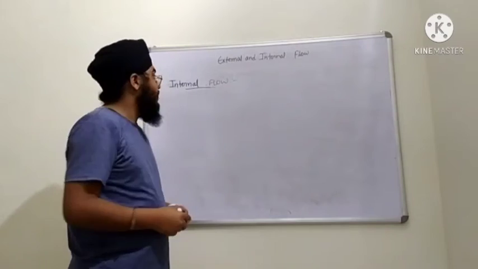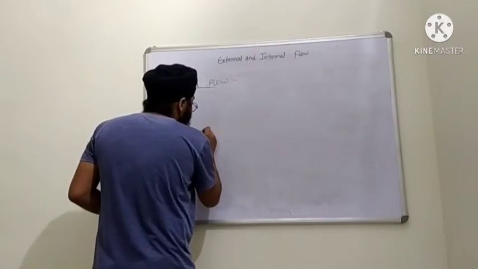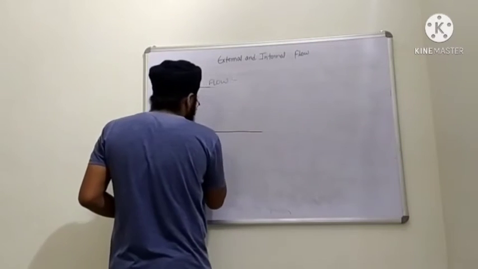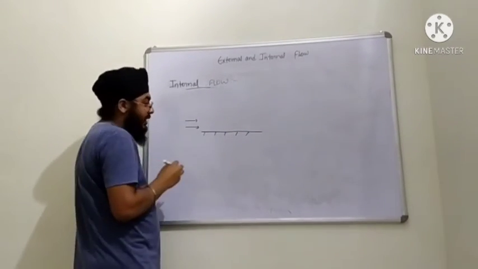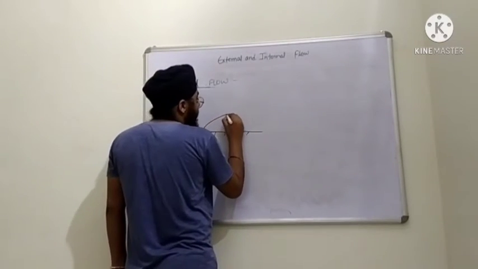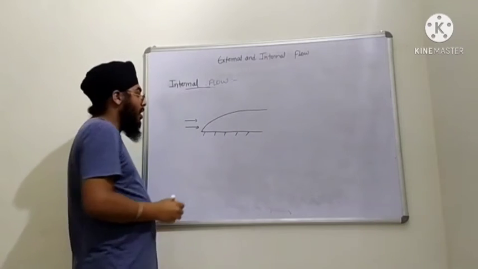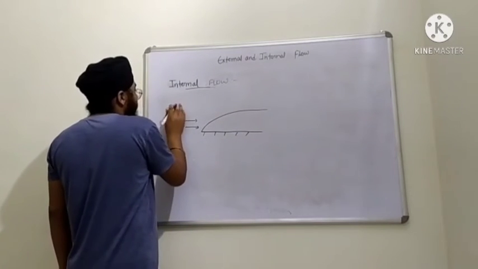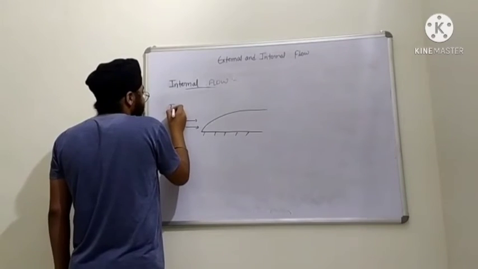Now the next part which we are going to discuss is internal flow. We have already discussed that if there is a surface and fluid is coming towards it, a boundary layer will be formed. We have discussed it in velocity as well as in temperature.